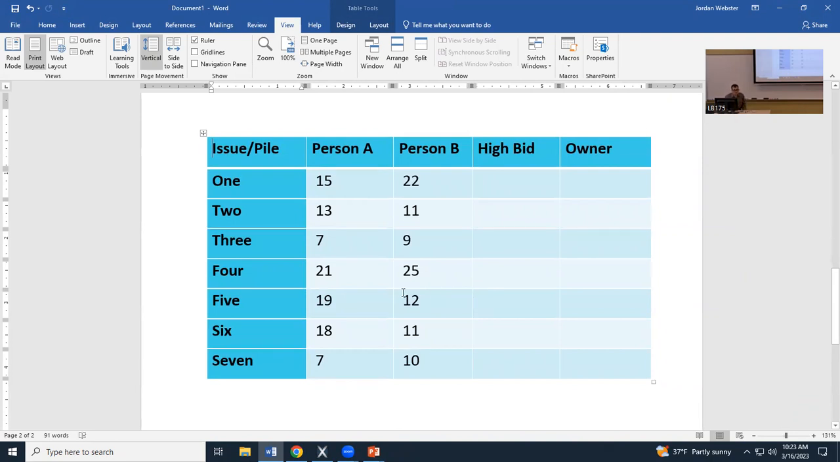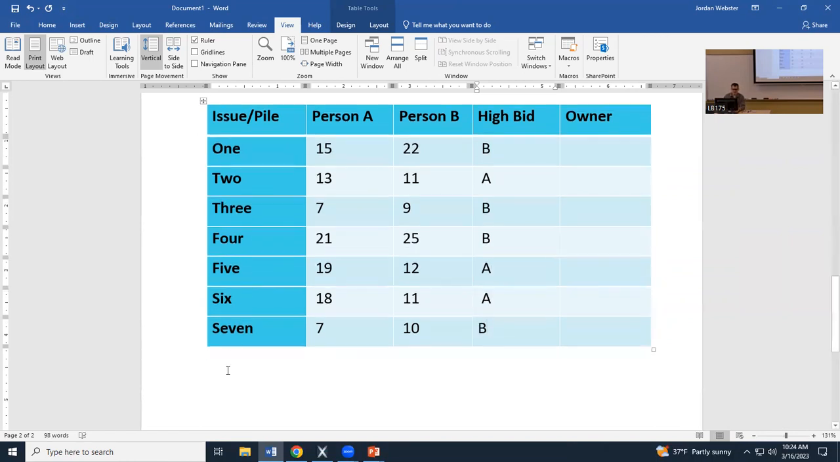So let's go through this. The first step should always be pretty easy. Highest bid is just the highest number. So on issue number one, B is higher. On issue number two, pile number two, whatever it is, A is higher. On three, B is higher. On four, B is higher. On five, A is higher. On six, A is higher. On seven, B is higher.